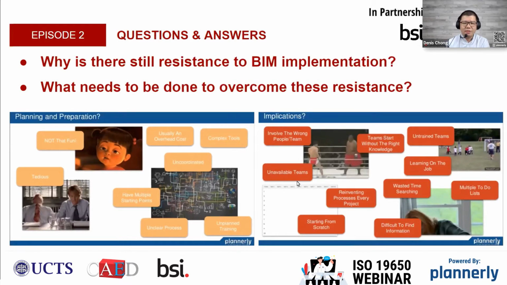All of this will eventually have a lot of implications. When we face these challenges in implementing BIM, for sure there will be resistance. Over the years, I believe it will get better as we continue the process, but in Malaysia, a few years down the road, there is still a lot of resistance to implementing BIM in the industry. What do you think these resistances are, and how should we look at ways to overcome them?